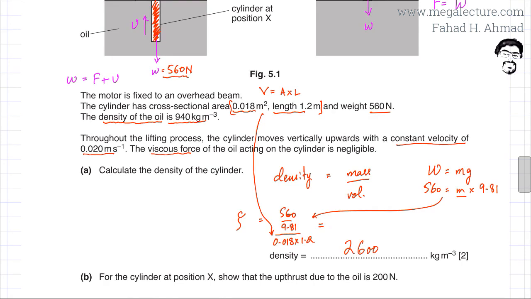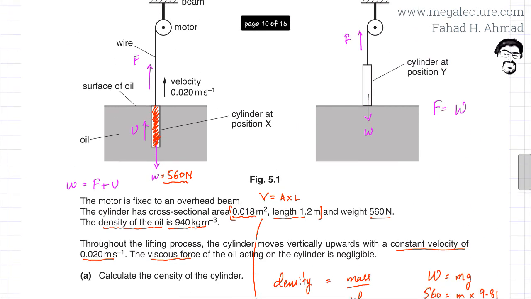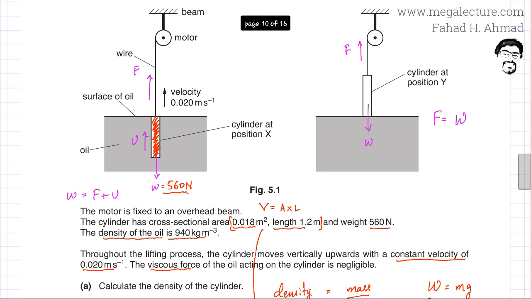In the next part of the question, you're being asked for the cylinder at position X: show that the upthrust due to the oil is 200 newtons. We need to find the upthrust due to oil. So going back to my diagram, this is the cylinder at position X. The first thing we need to know is how much oil is displaced, because the upthrust is caused by the displaced oil.